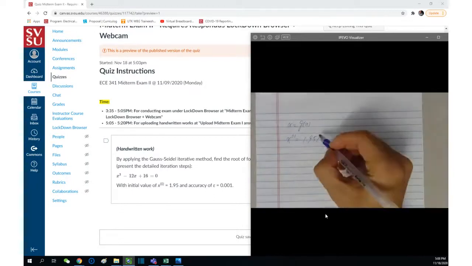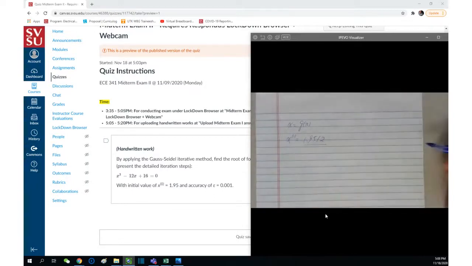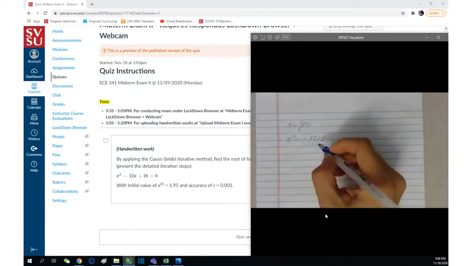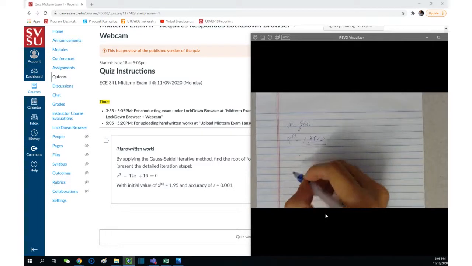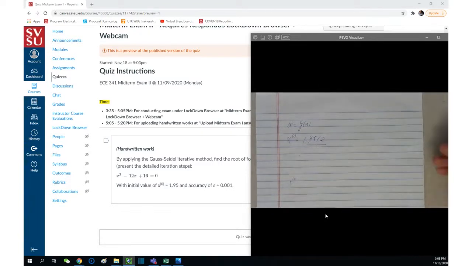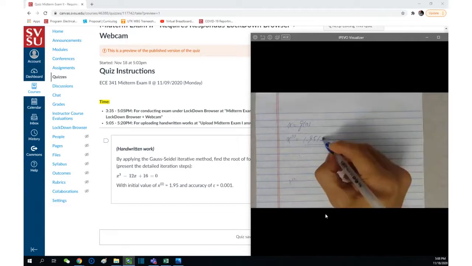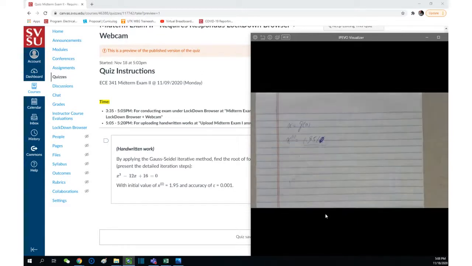However, if you only keep this amount of digits, then you find you need to go further, step 2, 3, 4, etc. However, if you keep digits like this, what do you find? Immediately, x of 0 is the solution, right? Immediately, you got the solution, right?